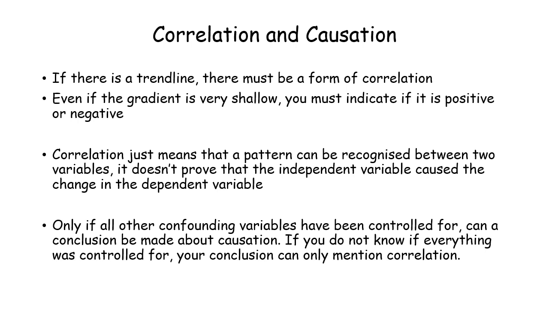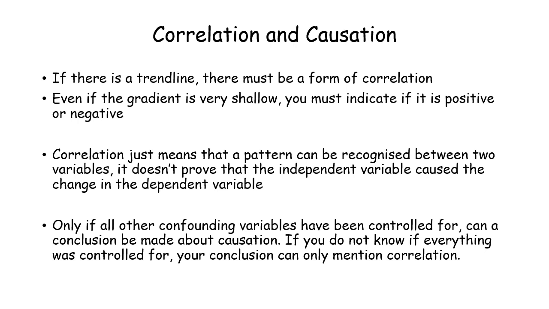You can only determine whether the independent variable has caused the change in the dependent variable if all other variables, including your confounding variables, have been controlled for within your experiment. And unless you have that data telling you that everything's been controlled for, you cannot talk about causation. So just be careful, and if you're given a graph, talk about that there is a correlation between the two variables. Do not say that one of them changes because the other one changes.